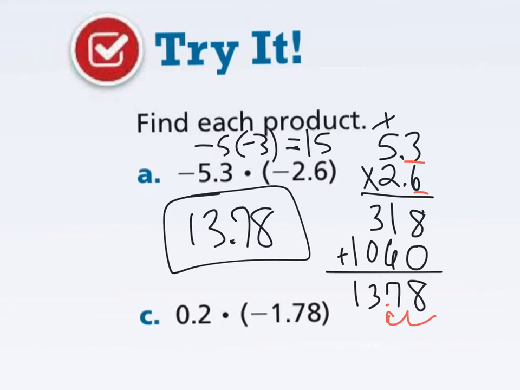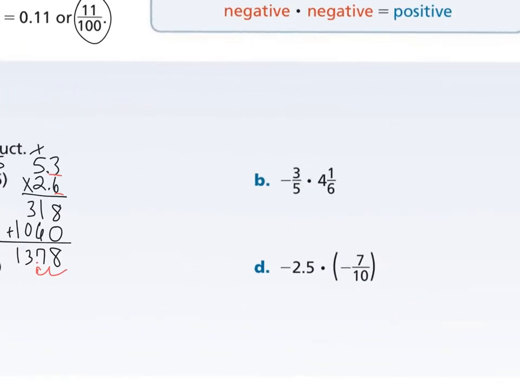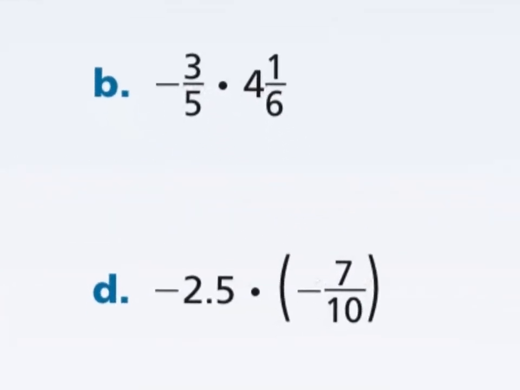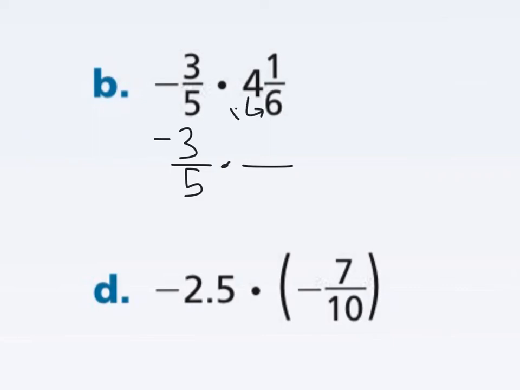We look at part B. We got a slight variation here, is that we have a mixed number. So mixed number, we know before we can multiply, we're going to have to change that to an improper fraction. So to change that over to an improper fraction, 4 times 6 is 24, plus the 1 on top is 25. Denominator always stays the same.